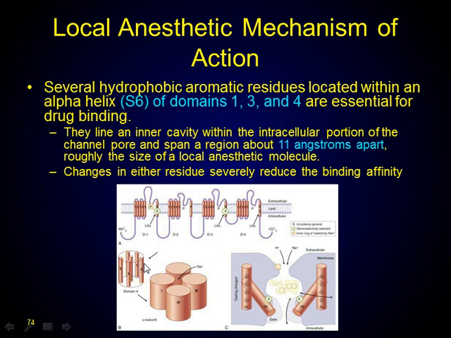Now hopefully the thing that you remember out of that is that you're a local anesthetic molecule, so you're going to stick to either segment six of domain one, segment six of domain three, or segment six of domain four. That's where you find your way in and you stick and you interrupt sodium conduction. And it's nice to know that 3 to 7 carbons, that molecule length, seems to best fit in this area of 11 angstroms.